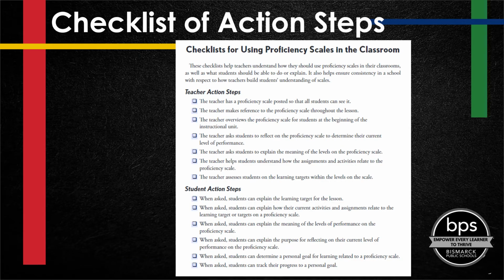This checklist from Marzano outlines action steps for using proficiency scales in the classroom. It's a great tool for thinking backwards about why we should use student-friendly scales instructionally. For instance, an early teacher action is to post scales so that students can see them and refer to them. A way to know that they are affecting student learning is the student action steps. When a student is asked, can they explain their learning target?